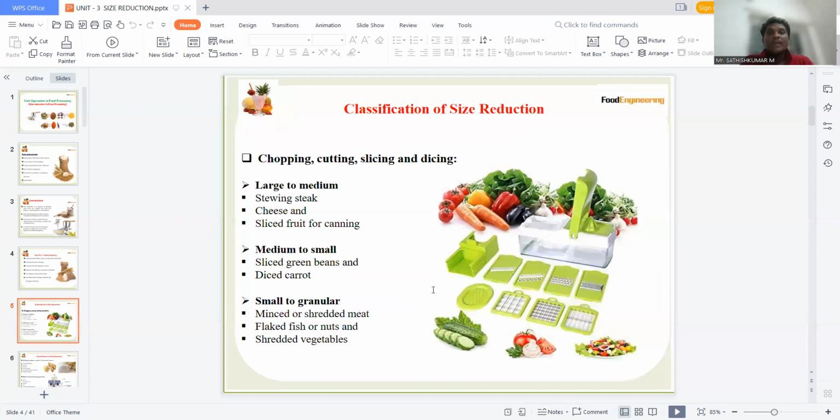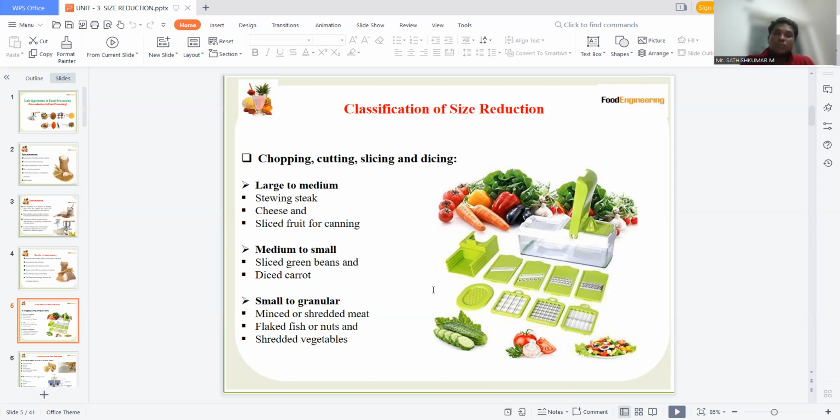Next, we are going to see the classification of size reduction. The first classification is chopping, cutting, slicing, and dicing. First, large to medium: food materials of large size are converted into medium sizes. For example, stewing steaks, cheese, and sliced fruit for canning.